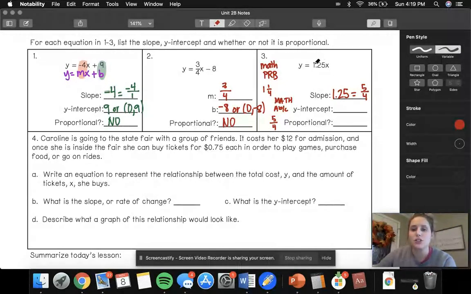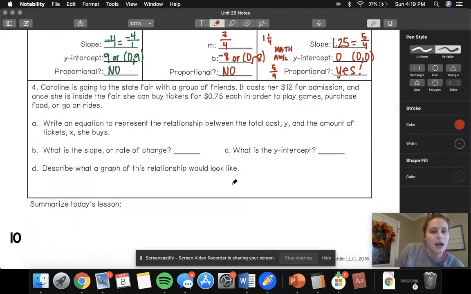Then we have the starting point, or the y-intercept. So there is no extra added number, so that means it starts, or it passes through the origin, or it passes through 0, 0. Okay, and because it passes through 0, 0, it is proportional. It's like 7th grade math all over again.